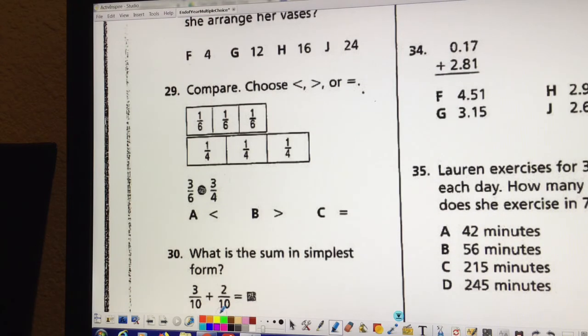29 is talking about fractions, and it gives you two fraction strips right here. We have 1/6, 1/6, 1/6, and 1/4, 1/4, 1/4. So 3/6 is what to 3/4? Think about your inequalities. They always eat the bigger one. And take a look at your picture. It's right above you.